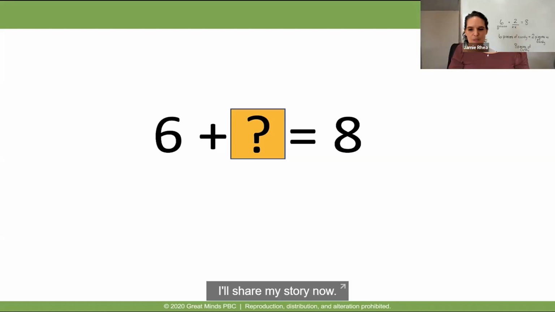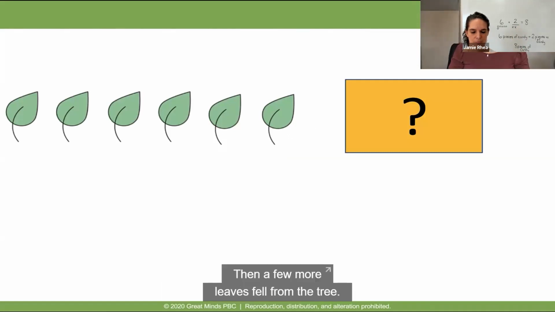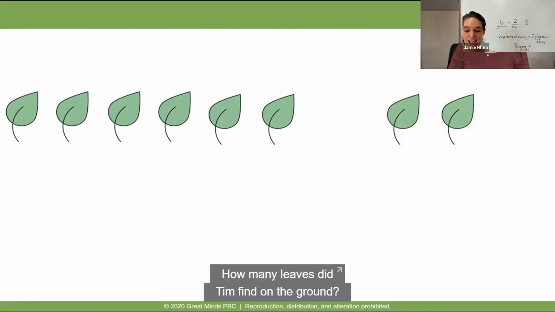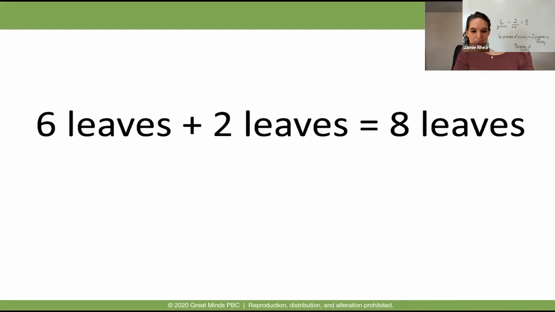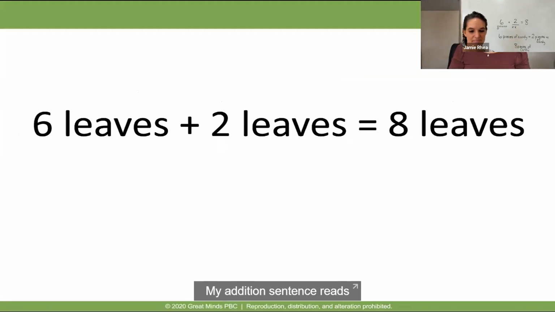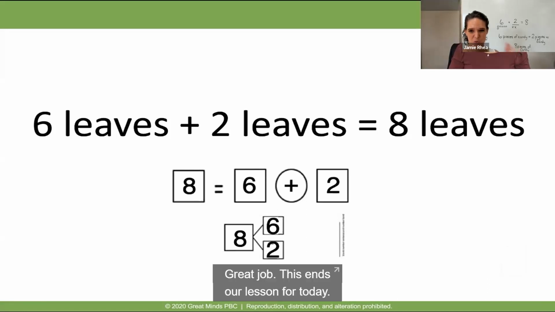I'll share my story now. Tim found 6 leaves lying on the ground. Then a few more leaves fell from the tree. There were 8 leaves on the ground. We had 2. How many leaves did Tim find on the ground? Don't forget to name your unit when reading your number sentence. My addition sentence reads, 6 leaves plus 2 leaves equals 8 leaves. And here's simply 2. And we already filled that in, but we erased it too.